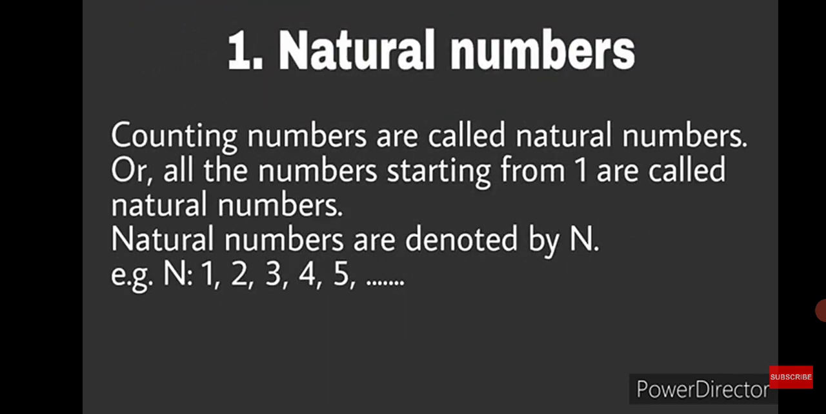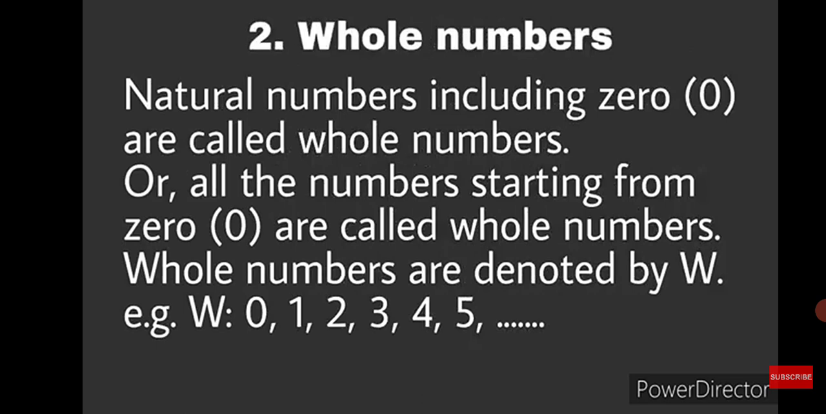Number 1, natural numbers. Counting numbers are called natural numbers, or all the numbers starting from 1 are called natural numbers. Natural numbers are denoted by N. For example, N equals 1, 2, 3, 4, 5 and so on.